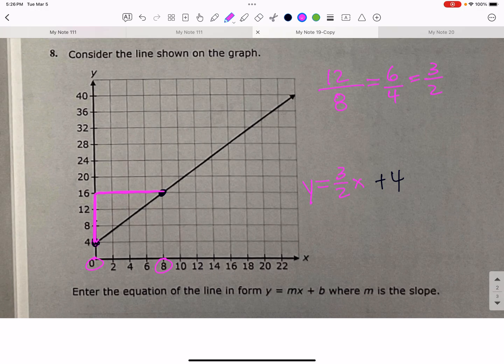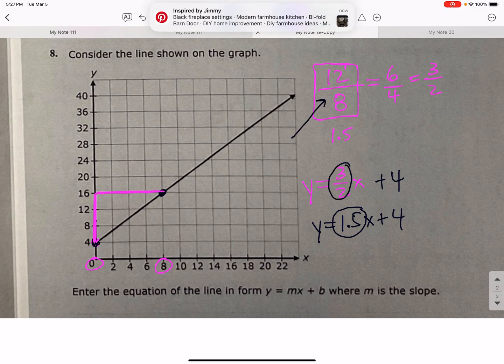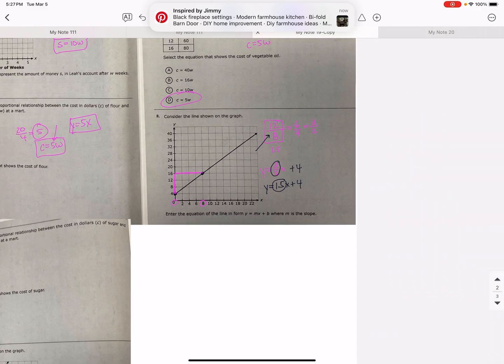All right, let's say we want to do that trick that I told you, that when you get this, you don't trust your reducing. You're like, I'm just going to throw it in my calculator. If you do 12 divided by 8, it's 1.5. So you could also say y equals 1.5x plus 4. So you could throw it in your calculator like that, or you can reduce it like that, but it can't be 12/8. So whichever one you feel good doing.